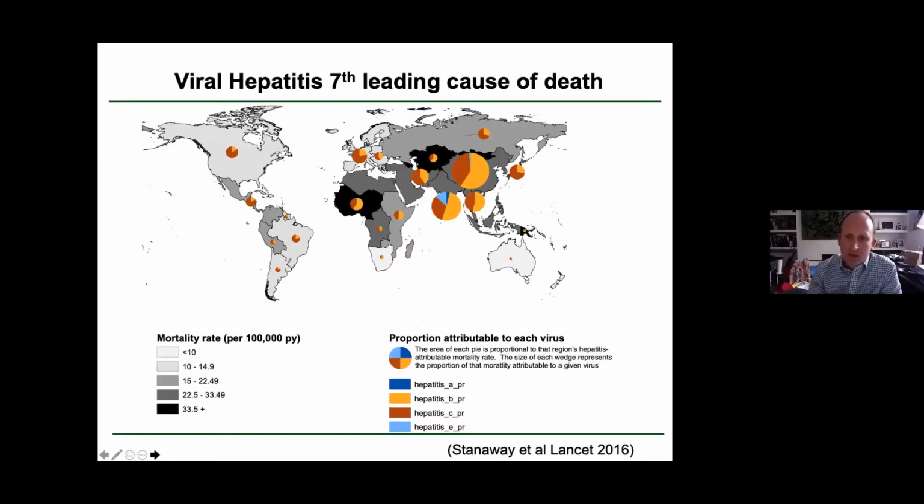So I don't need to remind this audience of the burden of viral hepatitis, and this graph shows the numbers of deaths globally, with each circle proportionate to the numbers of deaths in each region. And as we know, the region covered by APASL is one of the most heavily affected in the world. And here, deaths from hepatitis C are represented in red.